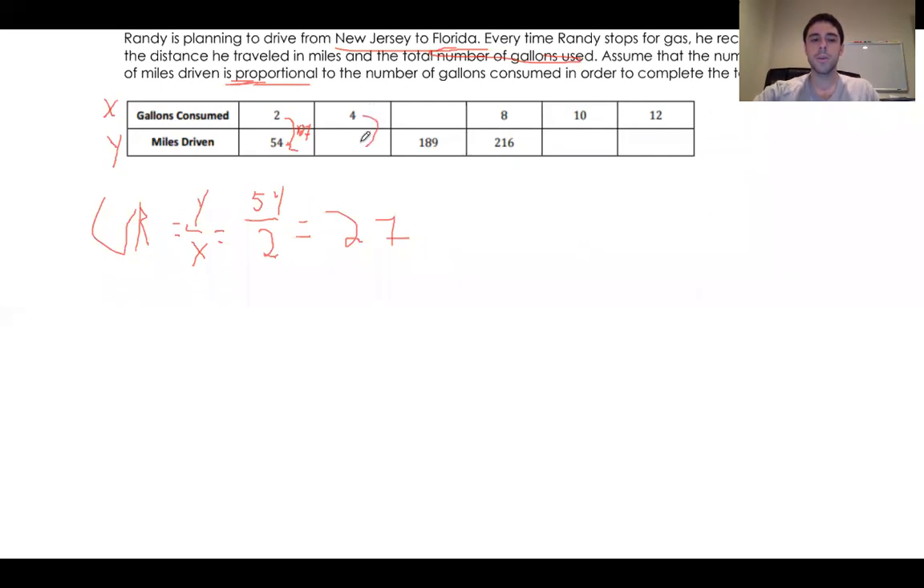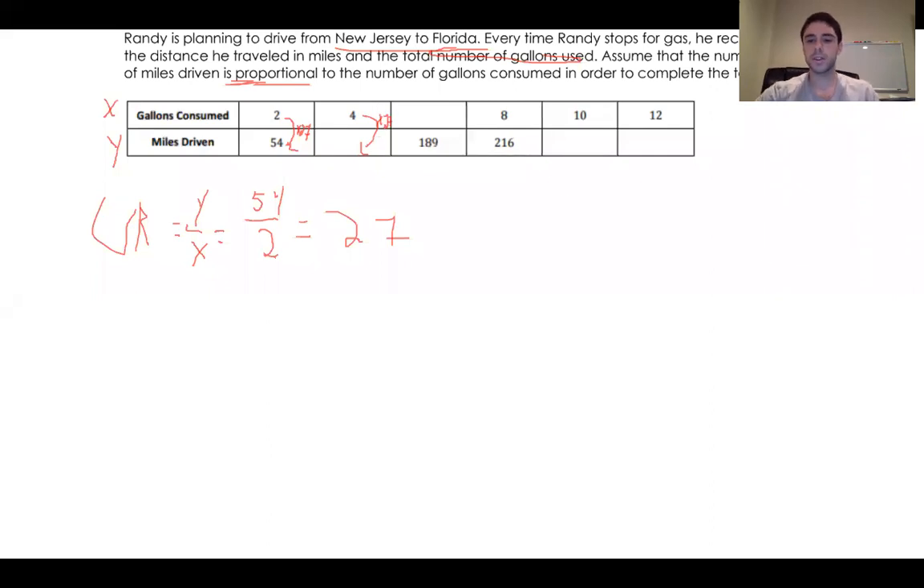So what is our miles driven if we consume 7 gallons of gas? How many miles did we drive if we consumed 4 gallons of gas? So remember, it's not going to be 7. It's not going to be 27 here. We're going to multiply the number of gallons consumed by 27 in order to get our miles driven.